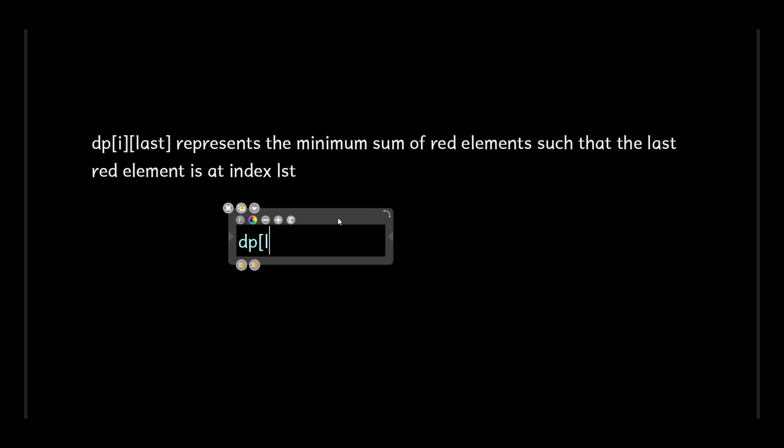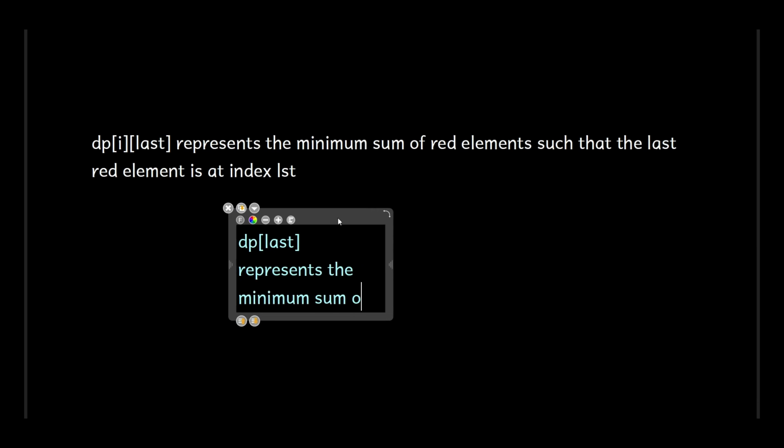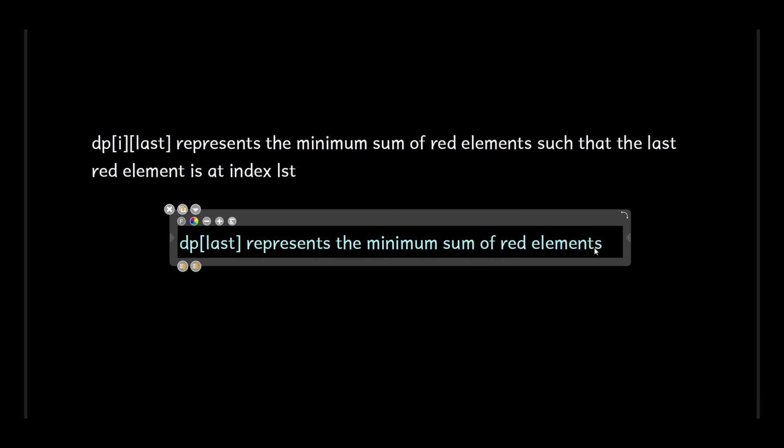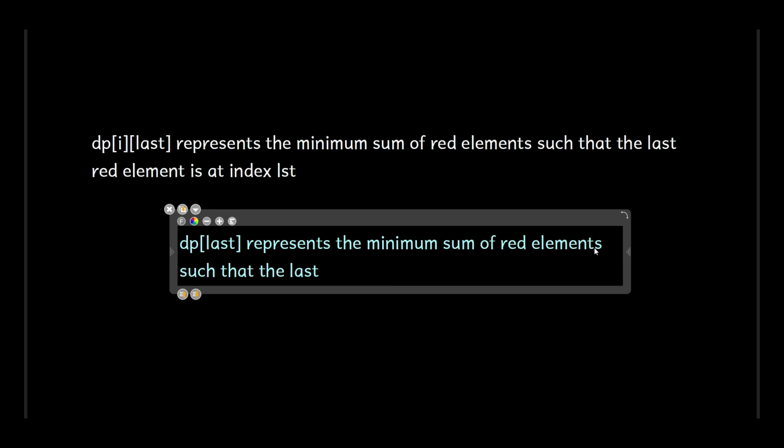So this time we'll only track DP where the barrier ends at the last element. Okay. So we'll define something as DP of last, which represents the minimum sum of red elements such that the last red element is at index last.